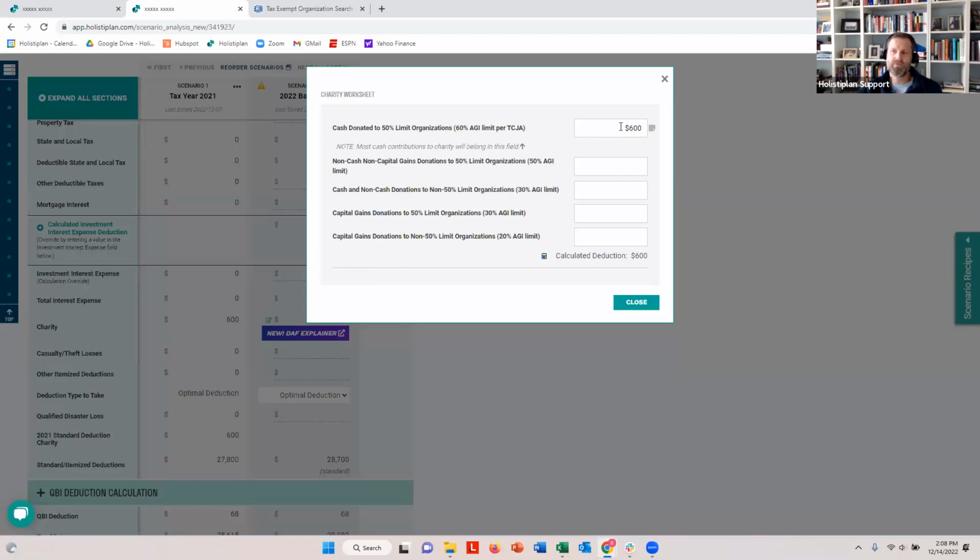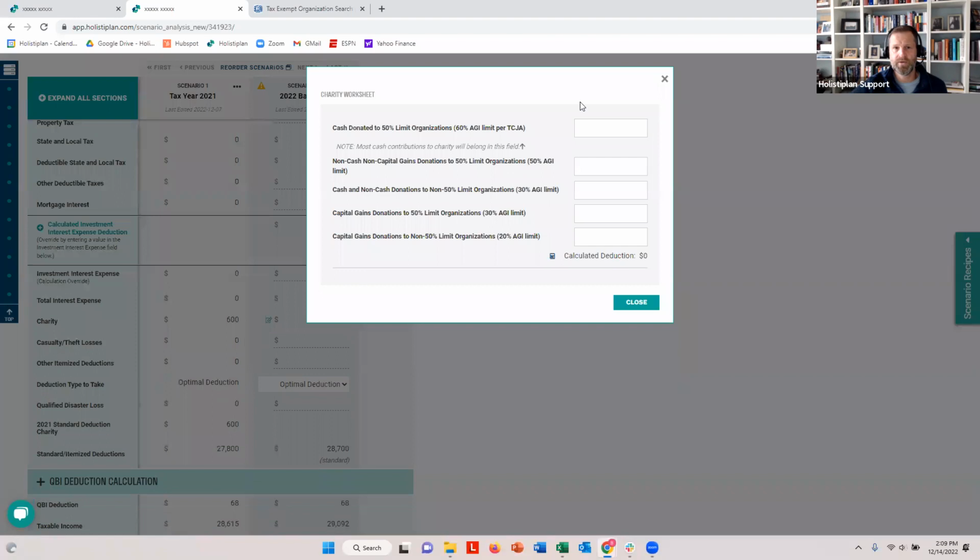This $600 was carried over from the 2021 return. Recall that in 2021, even people who took the standard deduction could take a small charitable deduction, right? If you sent cash directly to a qualified charity, you could deduct up to $600 on your federal return if you were married filing jointly. I'm going to delete that out because we're starting brand new here in 2022.